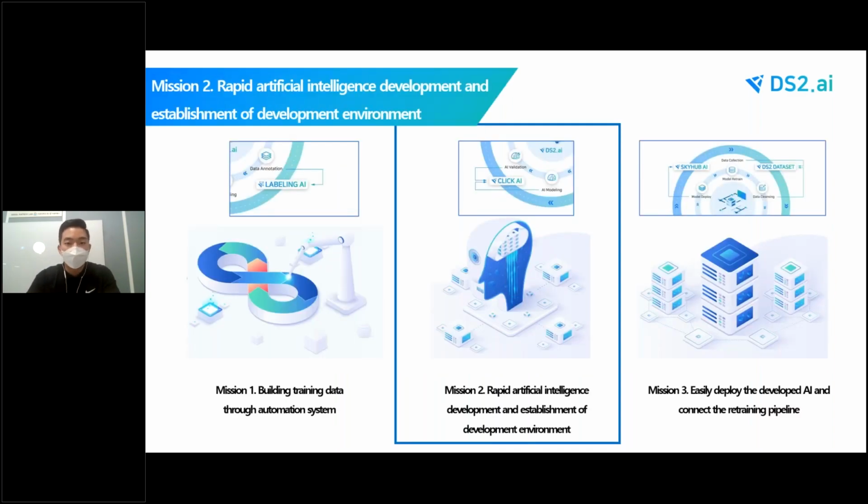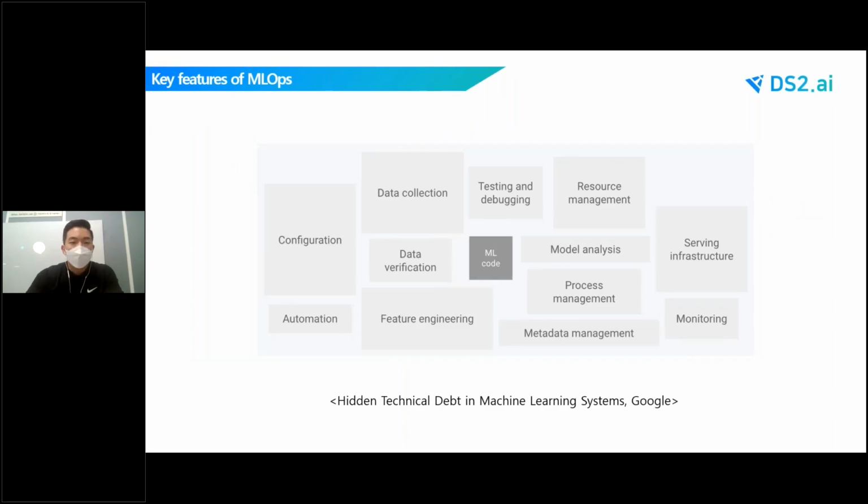Now let's consider that we've solved the labeling-related mission so far and talk about the next mission, which is artificial intelligence development and environment construction. Following Andrew's research results and to continue explaining Google's data, there are many issues that need to be considered in the actual machine learning system.